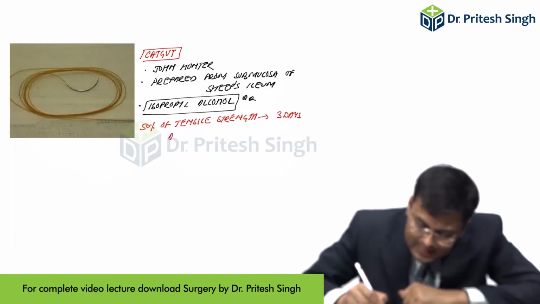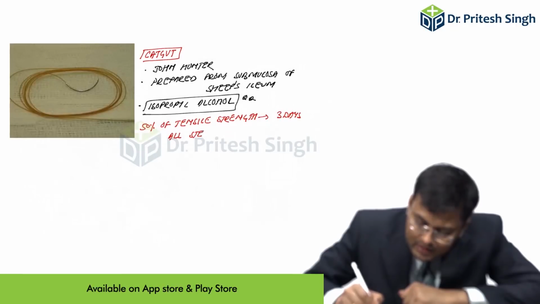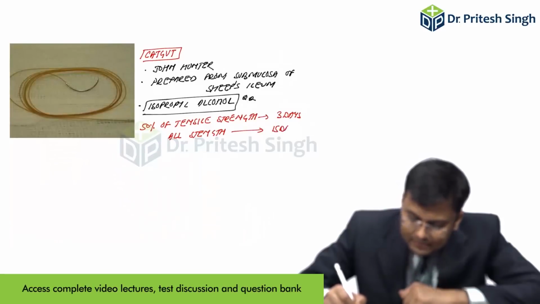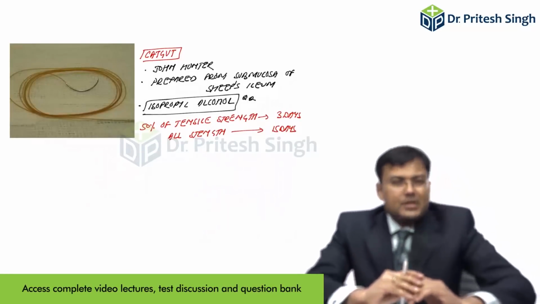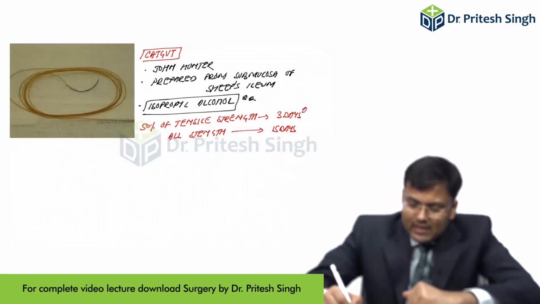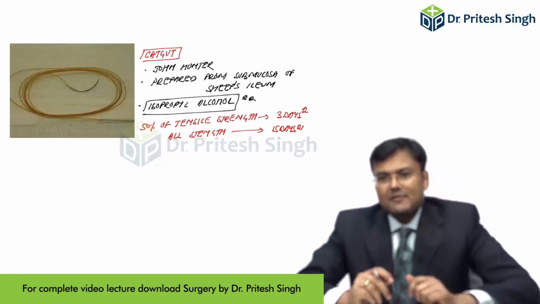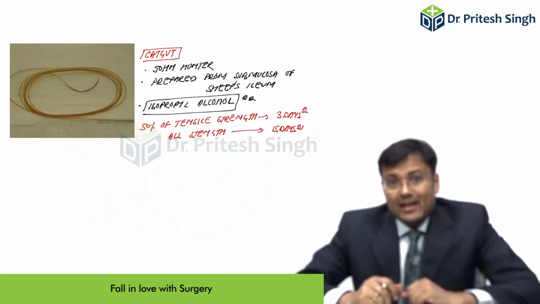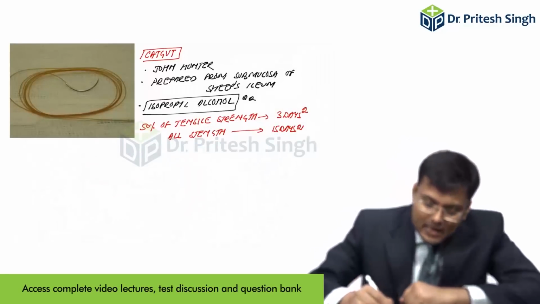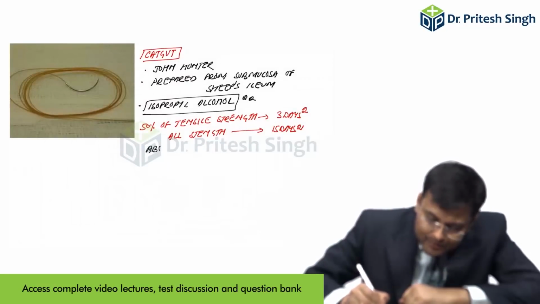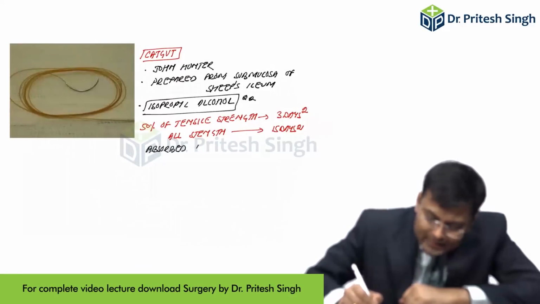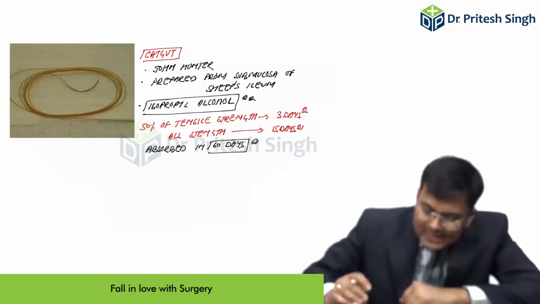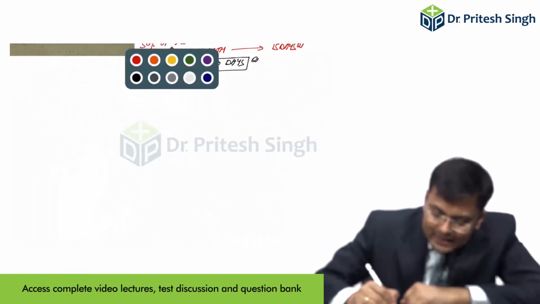And all tensile strength is lost in 15 days. The question is asked, 50% of tensile strength is lost in 3 days and all tensile strength is lost in 15 days. But be careful, it's absorbed in 60 days. So catgut is absorbed in 60 days. This question is frequently asked. So this is catgut. Now have a look at chromic catgut.